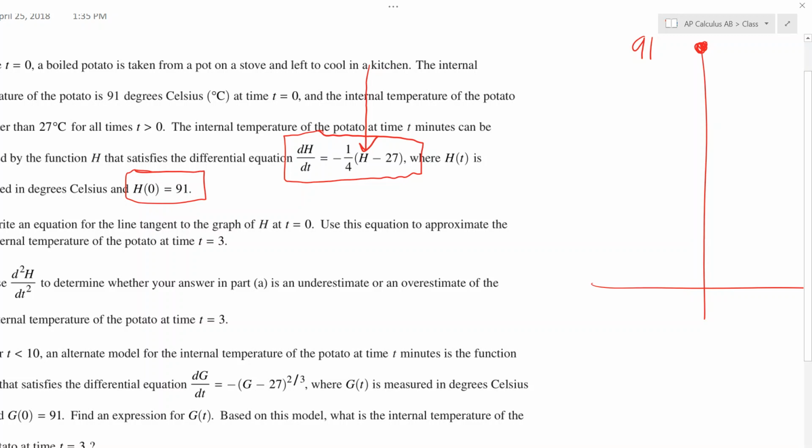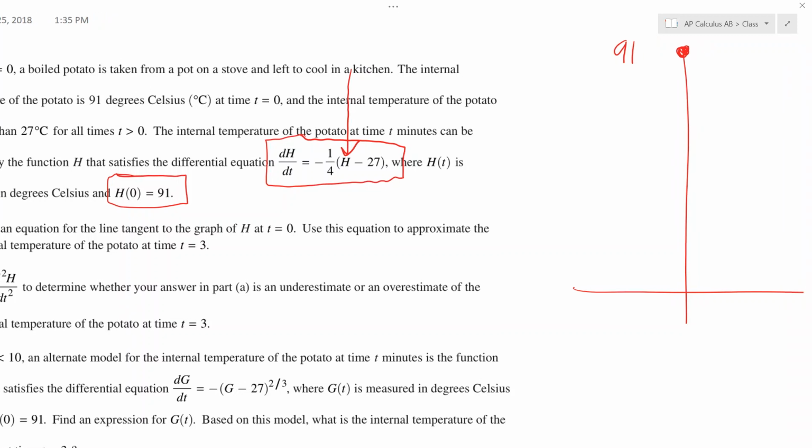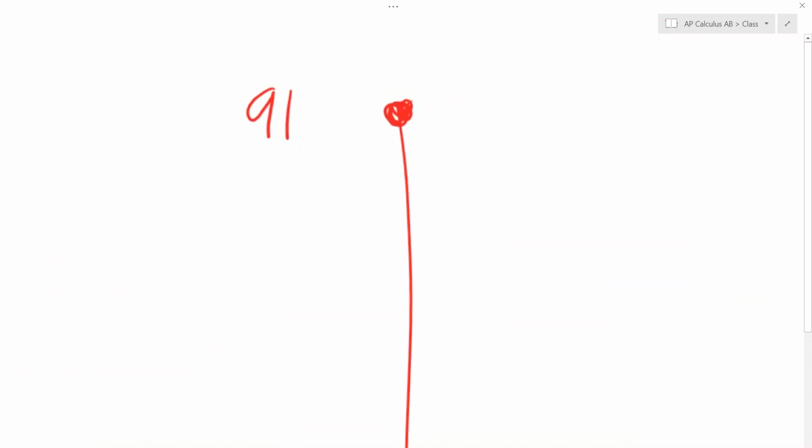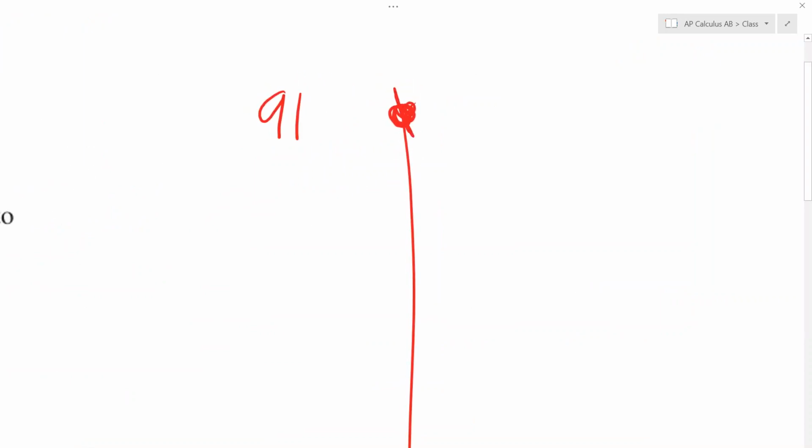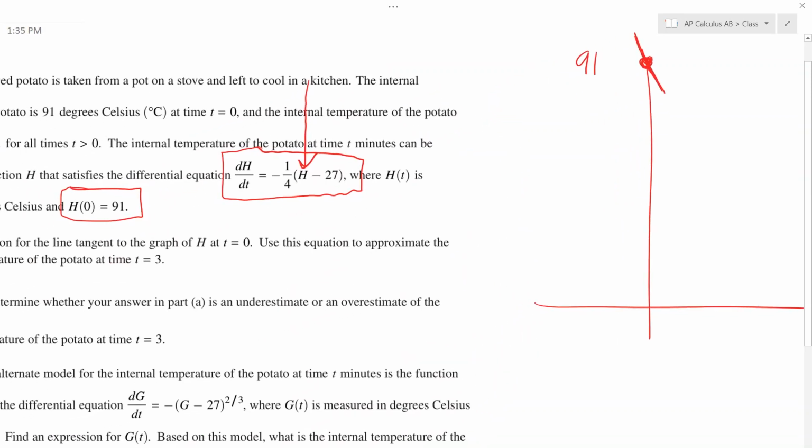So if I wanted to know the slope at 0, because that might be helpful eventually, I could plug 91 into there. And when you plug in 91, what do you get? Negative 16. Yeah, 64/4 is negative 16. That means that if you were to zoom in on this curve right here, it would have a slope of negative 16. Does that make sense? So that's all the information we know. Let's see what they ask us.